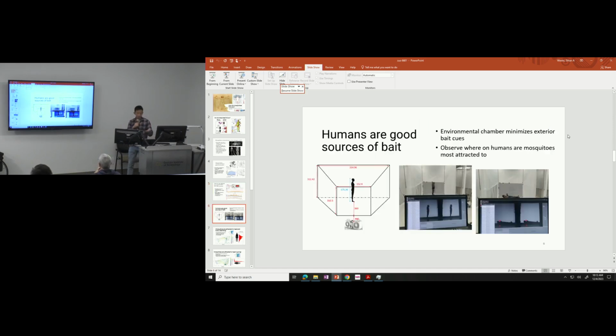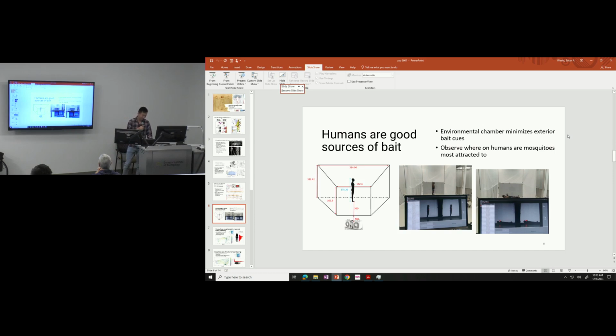To actually test all of this, we can have humans be a good bait source, and mainly me. I guess mosquitoes like me, unfortunately. But we have an environmental chamber with dual infrared cameras that can track the XYZ position data of mosquitoes in real time, and we can see what parts of the human, or parts of me, that the mosquitoes are attracted to.